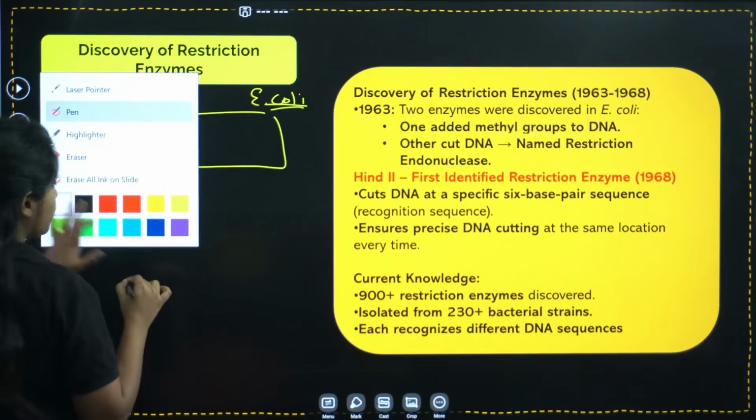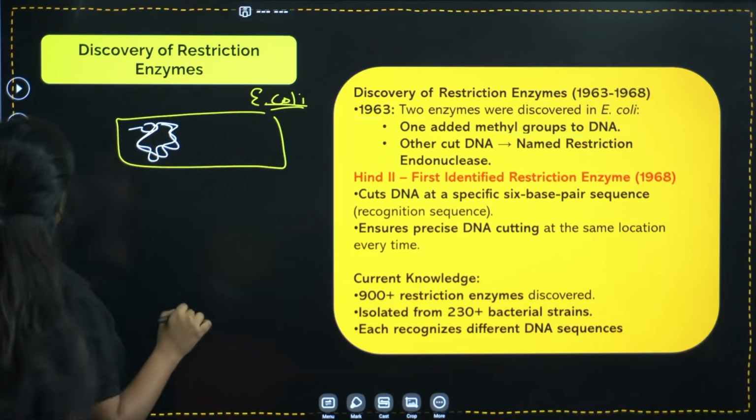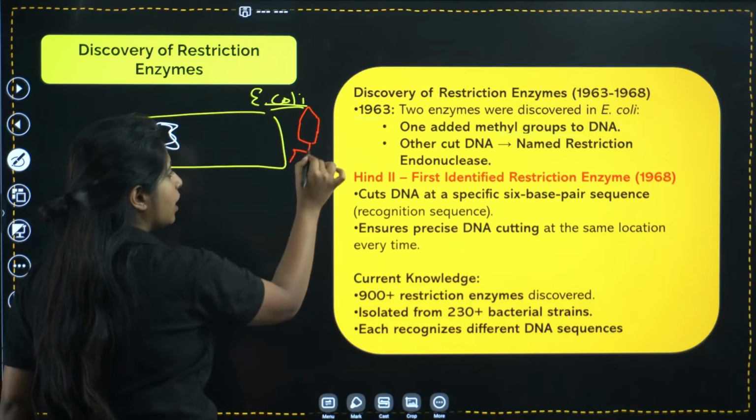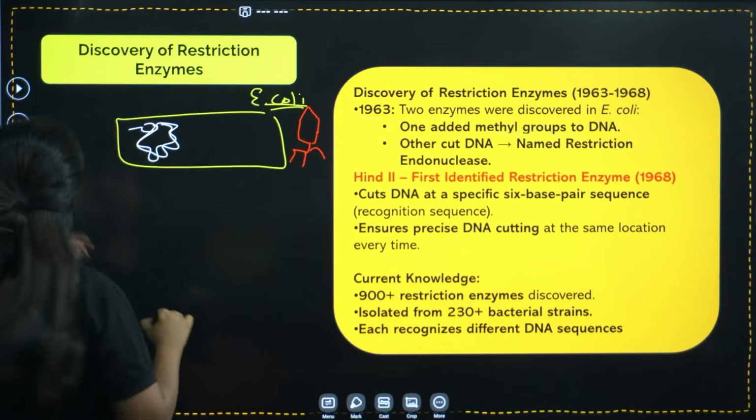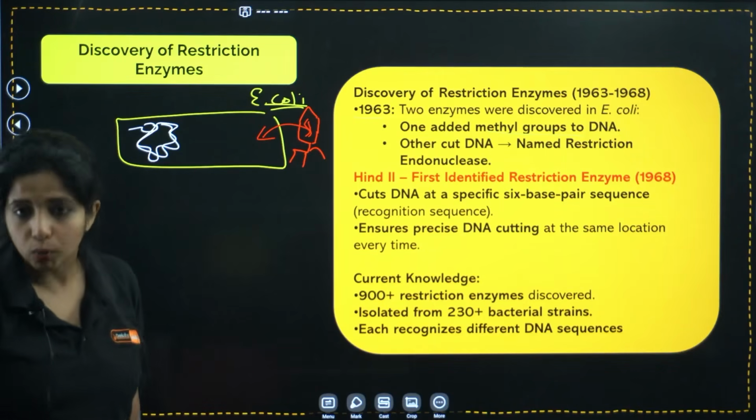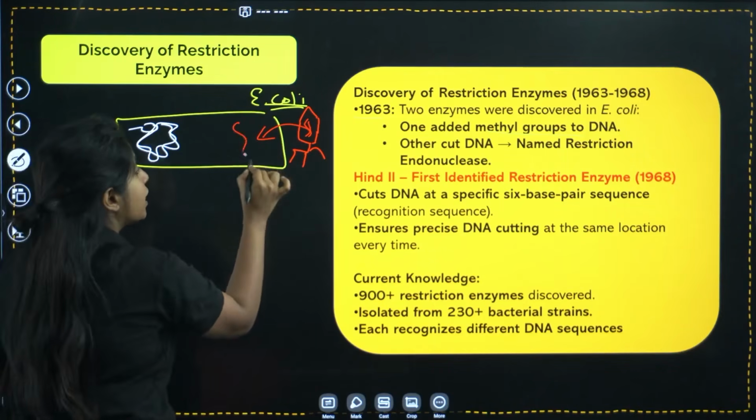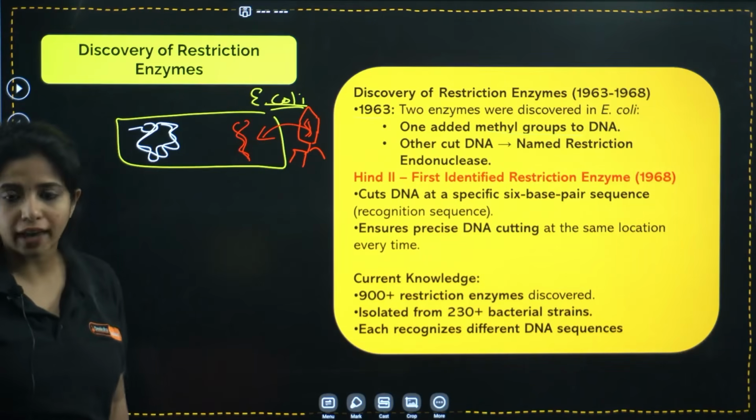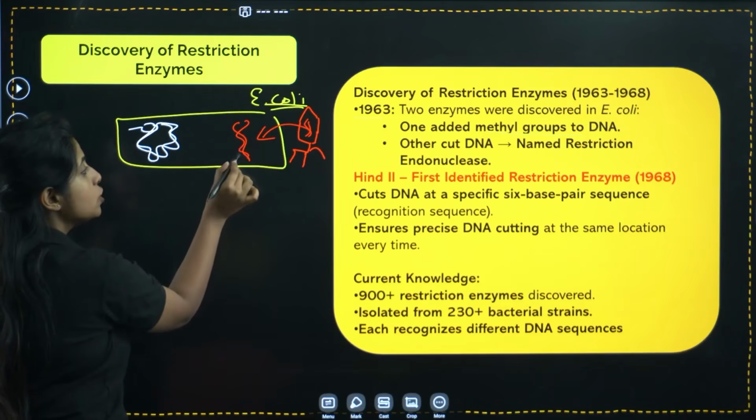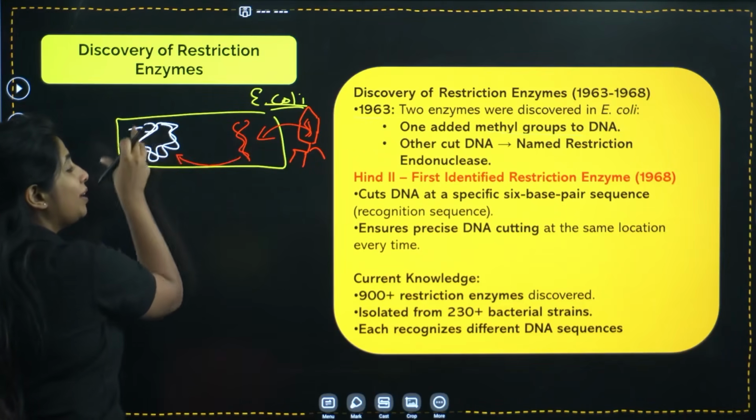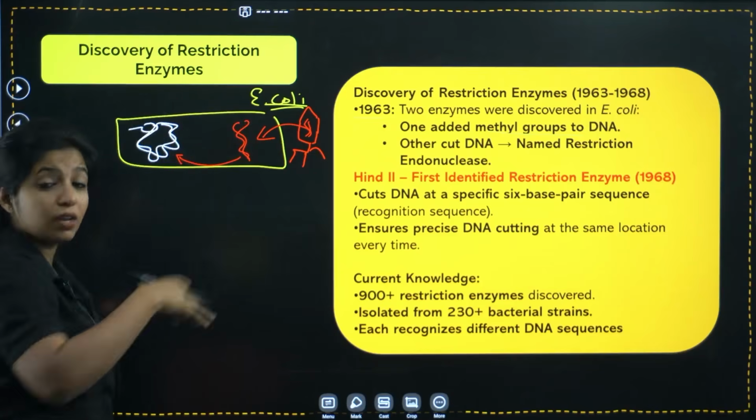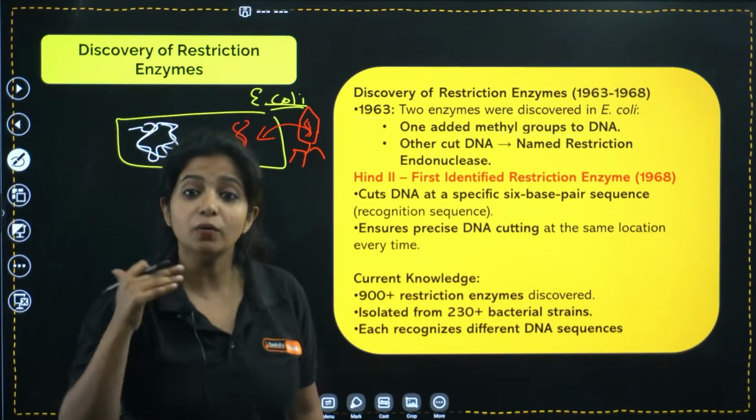Agreed? Now suppose a virus comes and attacks the E. coli. What does usually a virus do? A virus is going to transfer its genetic material inside the E. coli, the host organism. Basically, this genetic material will slowly get incorporated over here. And now the virus is going to use the cell's machinery for its own production. That is how it usually works.